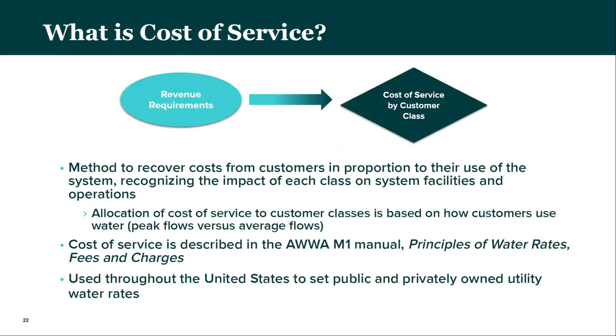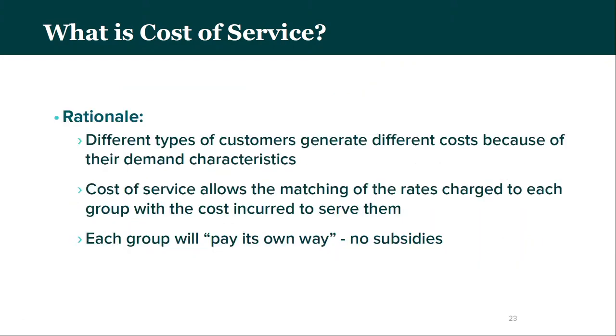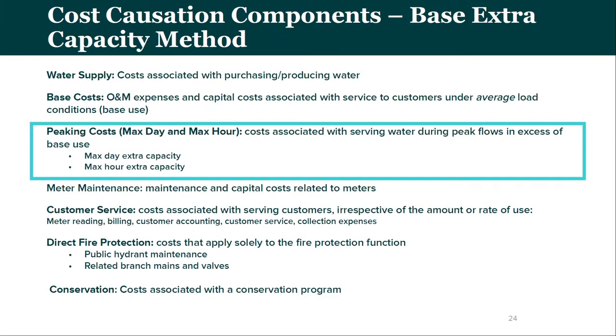And so there is some guidance on doing a cost of service. Looking at the second bullet, there's guidance from the American Water Works Association. They put out something called an M1 manual called Principles of Water Rates, Fees, and Charges. We're going to be using this to do a cost of service. It's used throughout the United States to set public and privately owned utility water rates. And the rationale here is that different types of customers generate different costs because of their demand characteristics. And we want to make sure that each customer class pays its own way. That's why we do a cost of service.